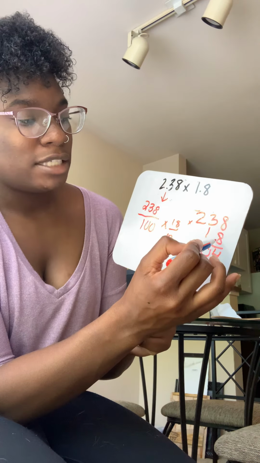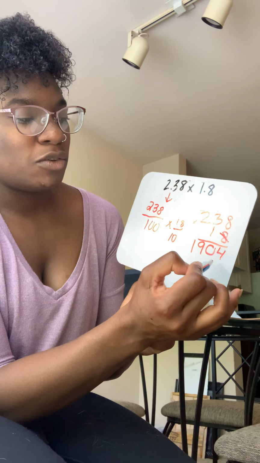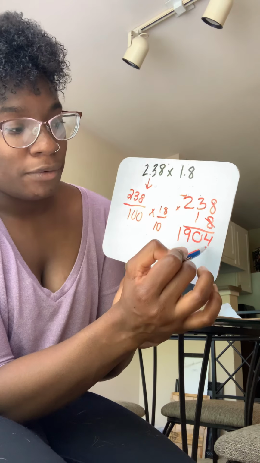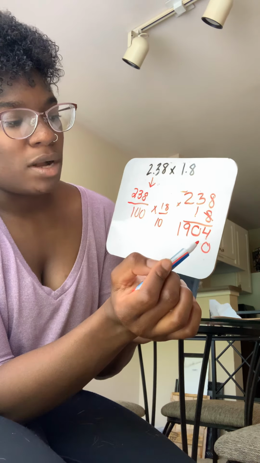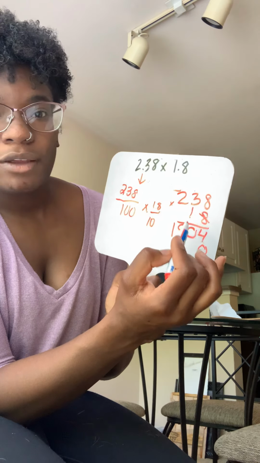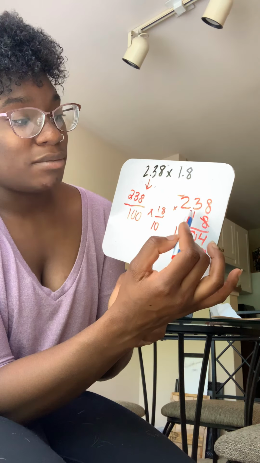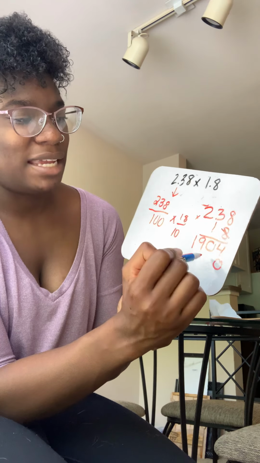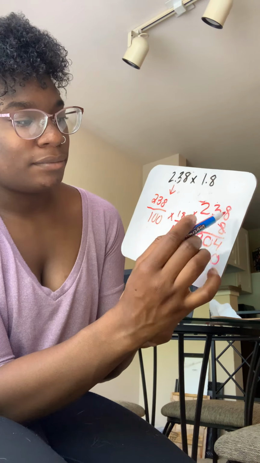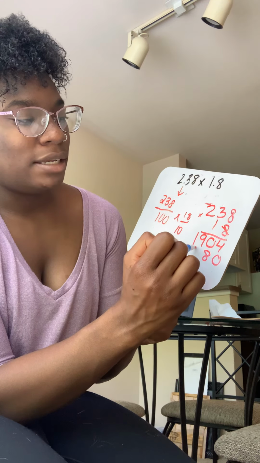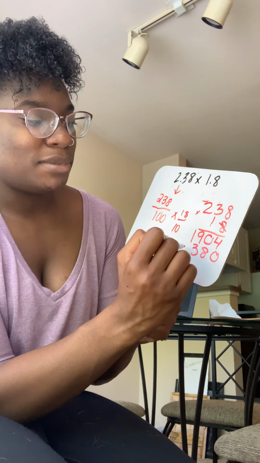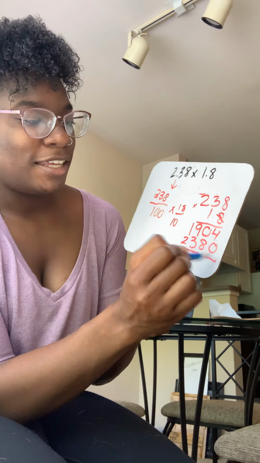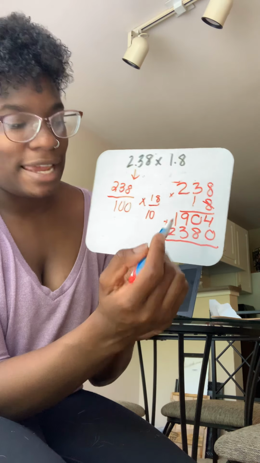All right, so we finished with our 8. So I'm going to once again use that 0 as a placeholder for our ones place. So now we're working with the tens place. So we've got to multiply everything by 1. 1 times 8 is 8. 1 times 3 is 3. And 1 times 2 is 2. That last step, we need to add everything together.